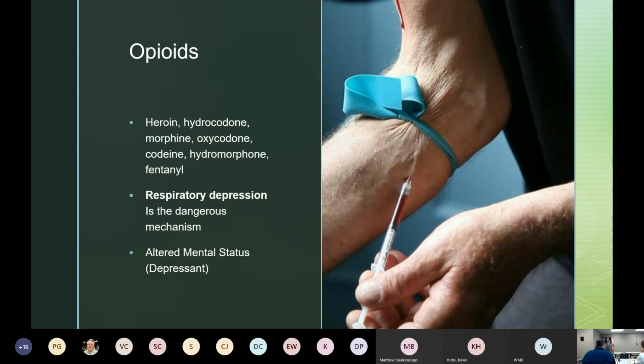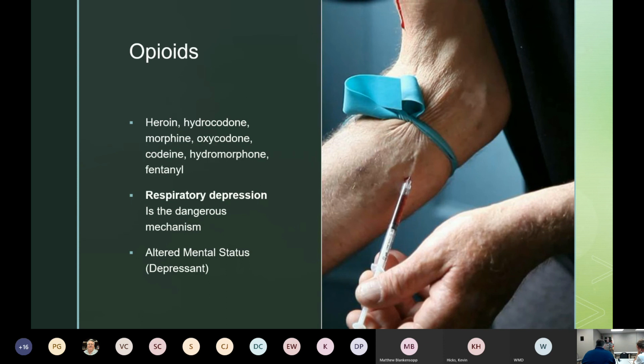Here are some of the names of common opioids: heroin, hydrocodone or Lortab, also called Norco now, morphine, oxycodone or Percocet, codeine. You'll see in a lot of cough and cold medications, hydromorphone, which is also called Dilaudid, and fentanyl, used a lot in the hospital, and also fentanyl is now being laced with some heroin products to make them stronger, so the drug dealers don't have to sell as much.